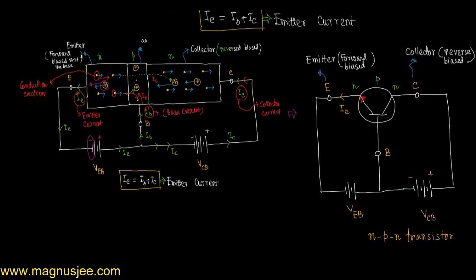Now we can denote an arrow on the emitter, and this arrow is denoted by red color, and this arrow denoted in the emitter indicates the direction of flow of emitter current. As this arrow is flowing away from the emitter, that's why emitter current IE is also flowing away from the N-type emitter, and here the collector current IC and IB flow into the collector and base respectively.